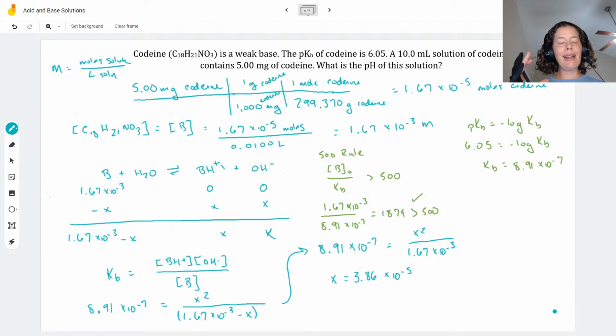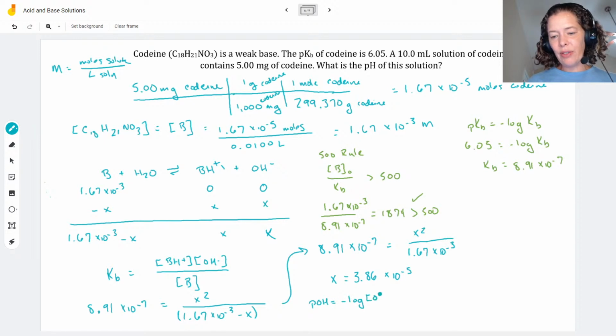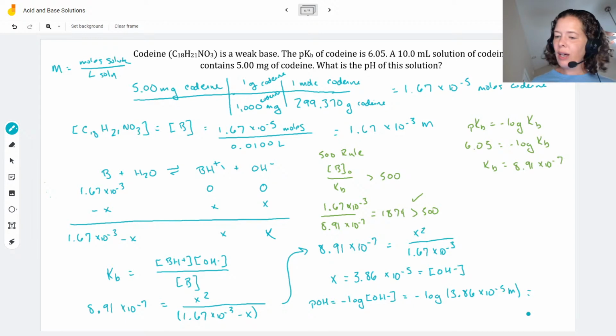Okay, so what we really want to connect this to is hydronium, but I don't have hydronium, right? But I have a concentration of hydroxide. So what I'm going to do instead is I'm going to first calculate what my pOH is. So my pOH is just simply negative log of my hydroxide concentration, which guess what is my value of x. Huzzah. All right, so this is just going to be negative log of 3.86 times 10 to the negative fifth. That is molarity.